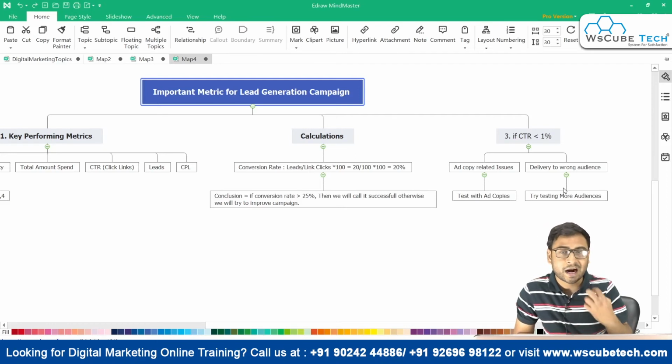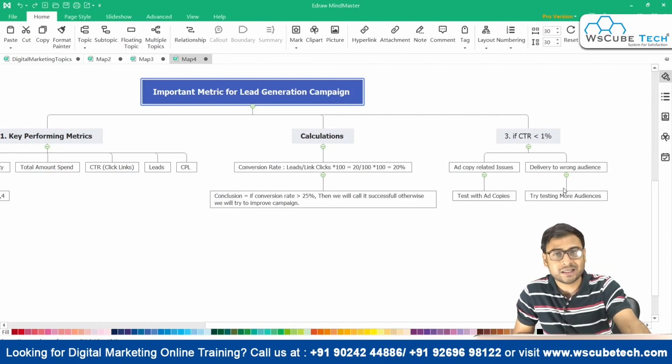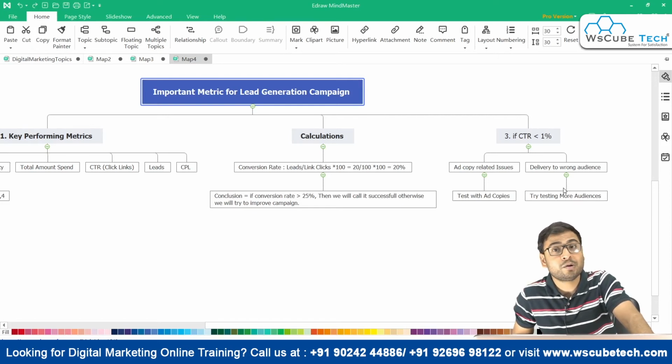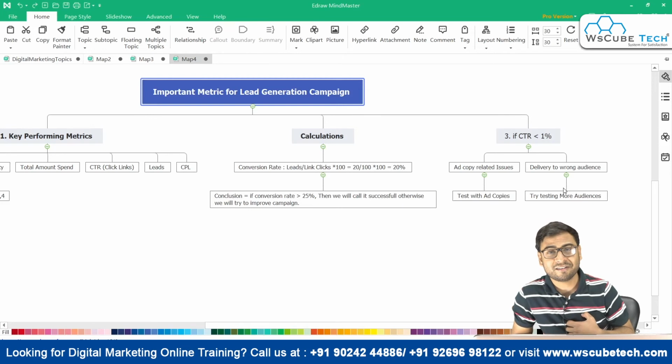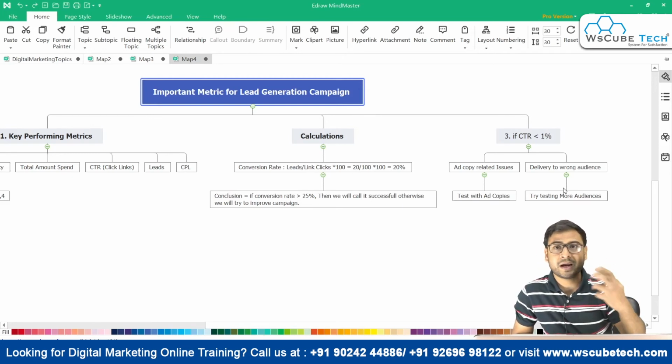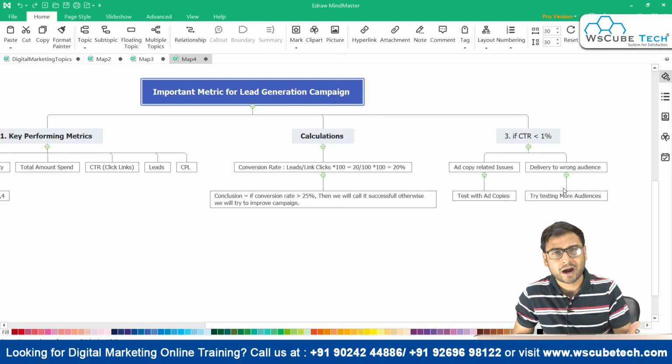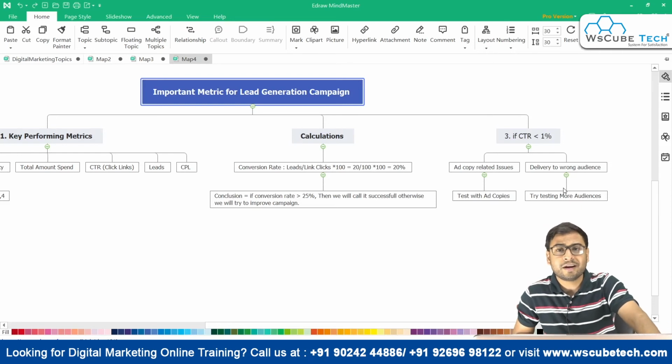If your ad is shown to the wrong audience, which means your targeting is not perfect, people are not going to click on your ad. Suppose I am in the digital marketing field, and you show me ads related to physics tuition. Why would I interact? So if you haven't targeted well, then your CTR will be low.